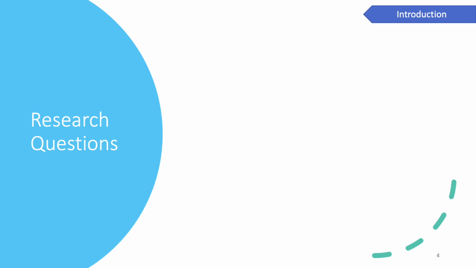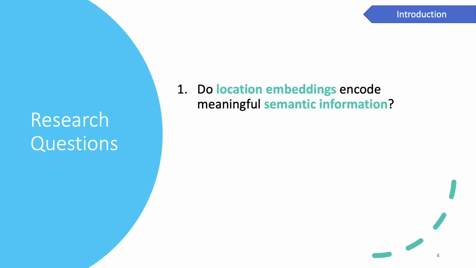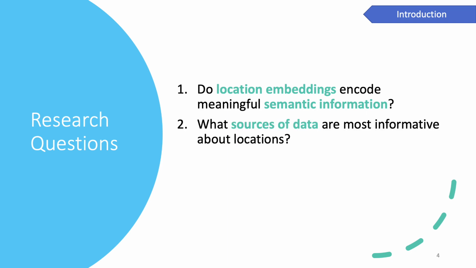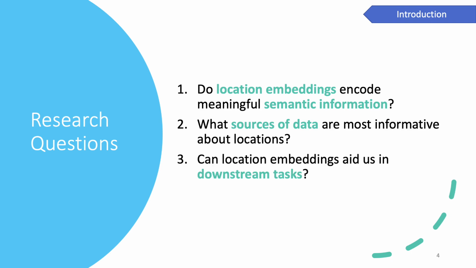Now I'm going to talk about the research questions addressed in our work. First, do location embeddings encode meaningful semantic information? And by this I mean, do they encode information that humans would say defines a location? Next, what sources of data are most informative about locations? We use both location trajectories and text data, as I mentioned earlier, but we also look at multiple sources of text data like Twitter and Reddit. And then third, can location embeddings aid us in downstream tasks? And specifically, we look at human-centric prediction tasks.